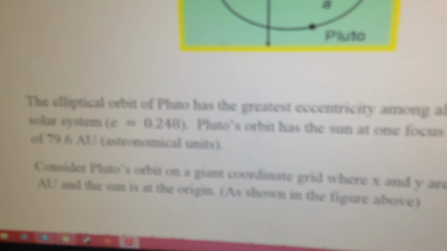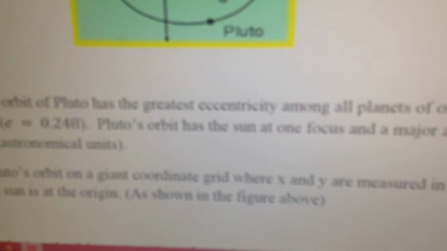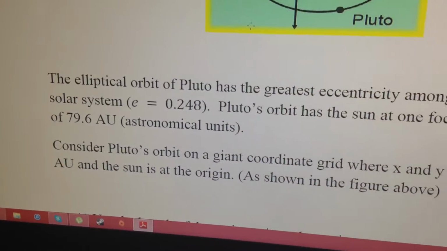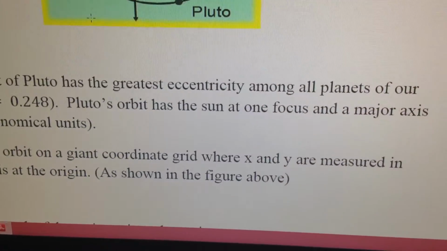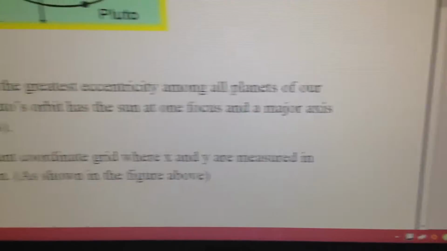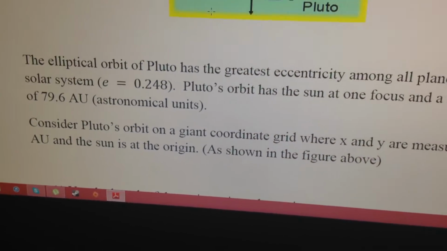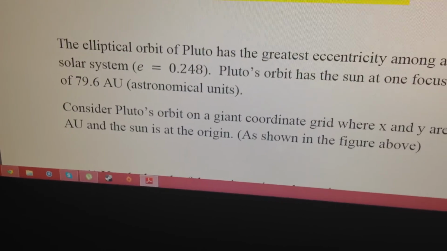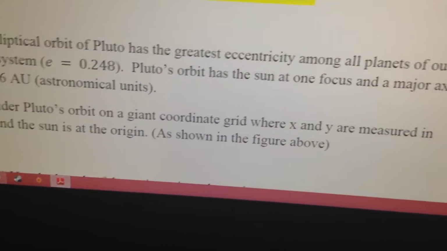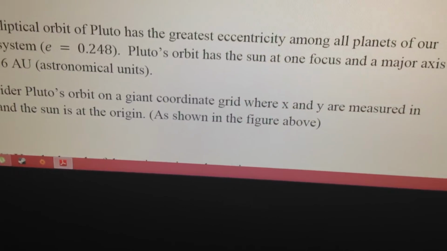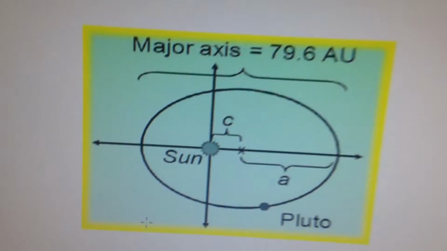The elliptical orbit of Pluto has the greatest eccentricity among all planets of our solar system, 0.248. Pluto's orbit has the Sun at one focus and a major axis of 79.6 AU, astronomical units. Consider Pluto's orbit on a giant coordinate grid where x and y are measured in AU, and the Sun is at the origin, as shown in the figure above. So this is the figure.